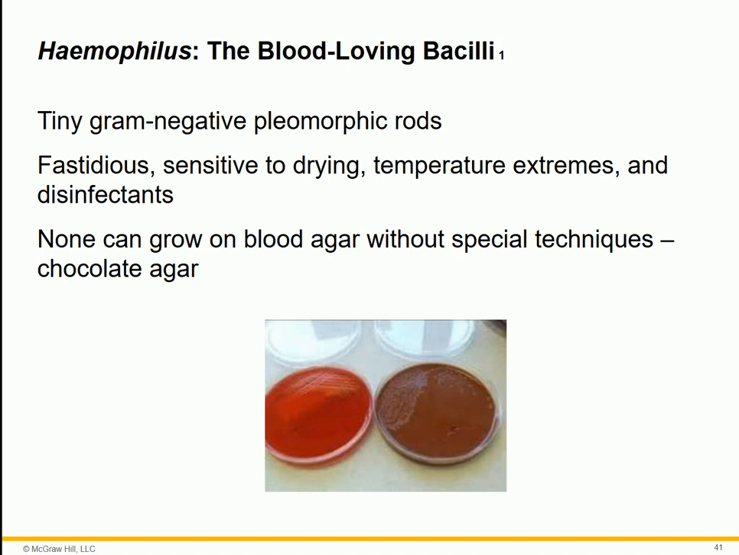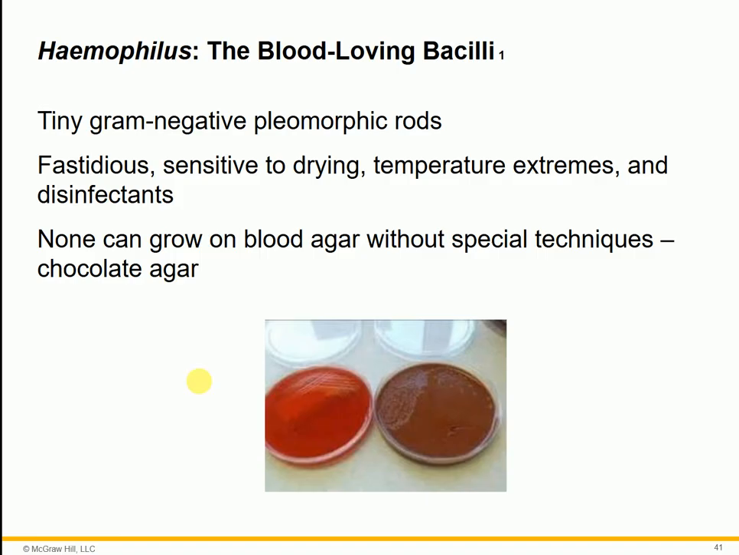So that's the plague. In this part, we'll talk about Haemophilus. Haemophilus is a bacteria that loves heme, or it loves blood, so it's called the blood-loving bacilli. These are tiny gram-negative pleomorphic rods. They are sensitive to drying, temperature extremes, and disinfectants. They don't really grow on blood agar, but what they do grow on is chocolate agar.